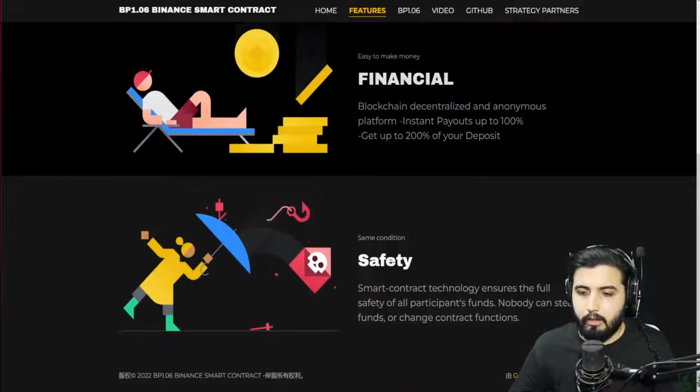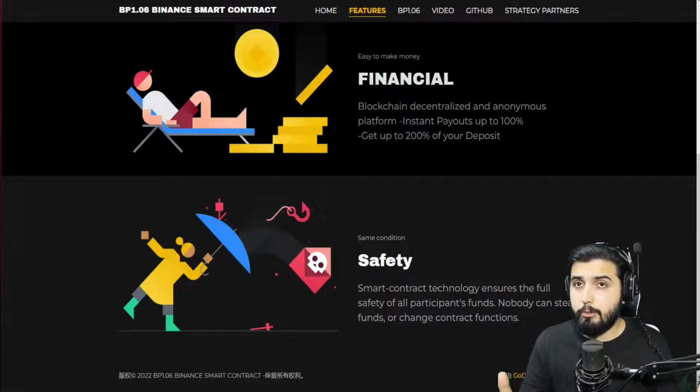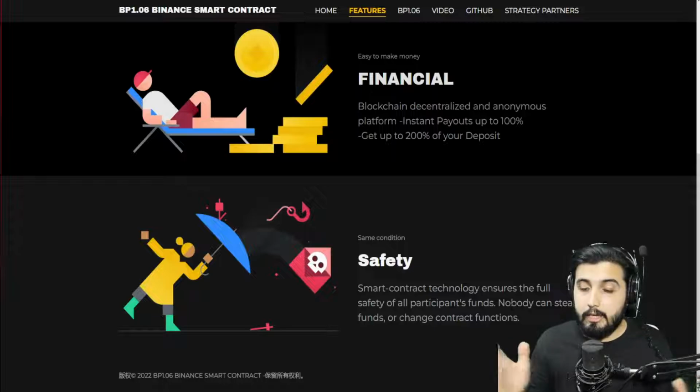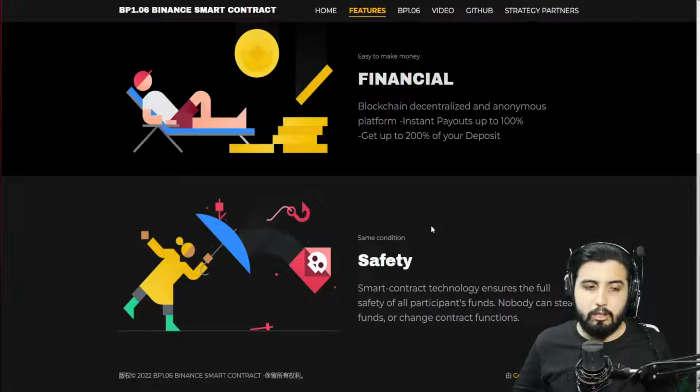And safety, smart contract technology ensures the full safety of all participants. Basically, they're smart contracts. It's not like one person is manually performing all these things. When you perform a deposit, the rest of the things happen automatically. All the distribution in different bonuses is done automatically with the smart contract because they're programmed to perform this function. And you can check out those smart contracts if you do know the coding languages, or specifically the Solidity language.